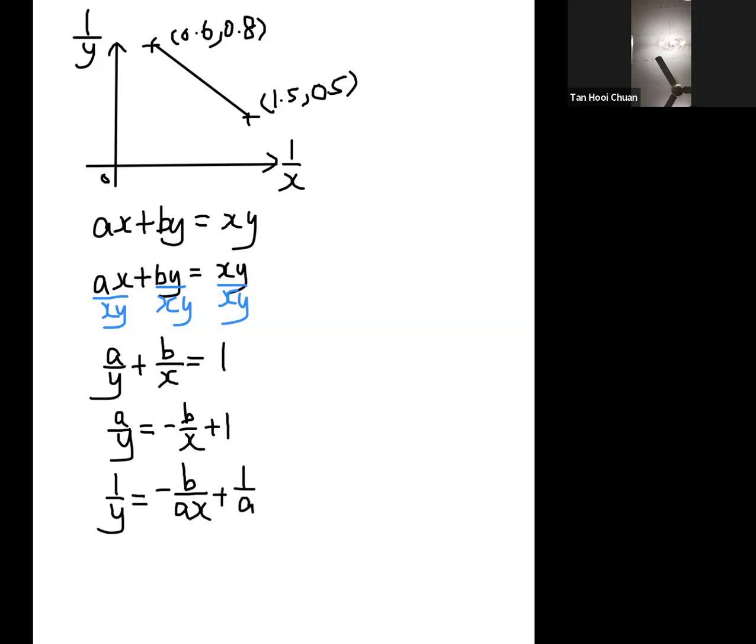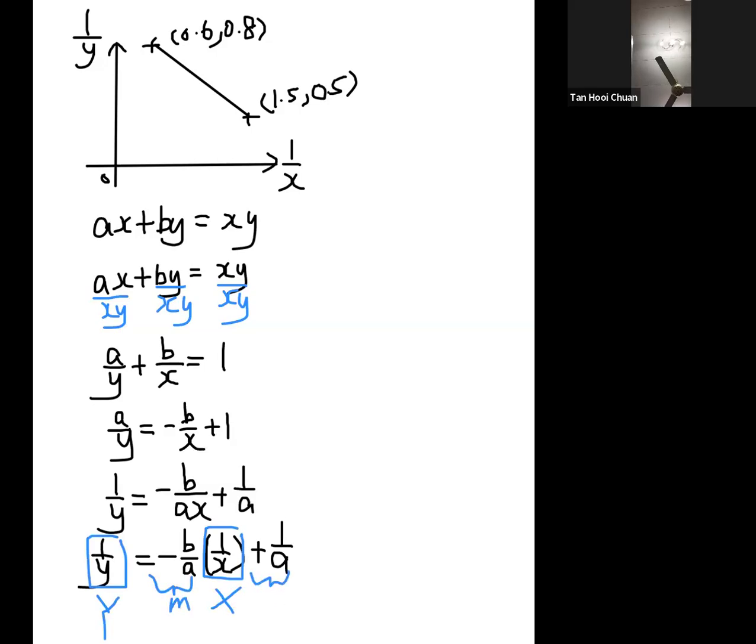Oh, this one got problem already. What is your problem? Problem is I can't find the gradient. If I find the gradient also, I can't solve it. Am I correct? Yeah, I show you. Now this is the gradient. This is your grade y. This is your grade x. Your gradient is this one. Your y-intercept is this one.